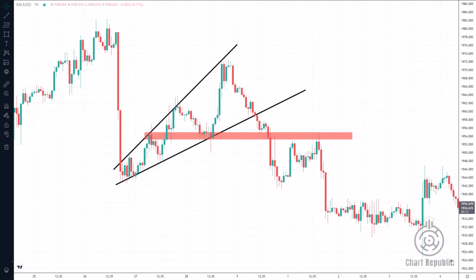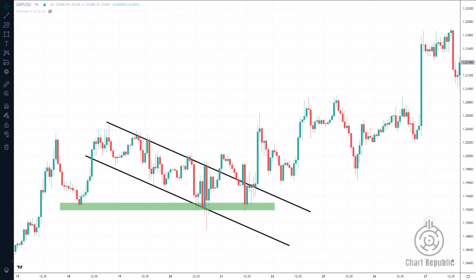In the third case, which is often observed in wedge and flag patterns, the price fails to reach the breakout point. Instead, it retreats to a specific level of support or resistance within the pattern. And finally, sometimes after breaking a pattern, the price retraces back into it, a phenomenon known as overshooting.